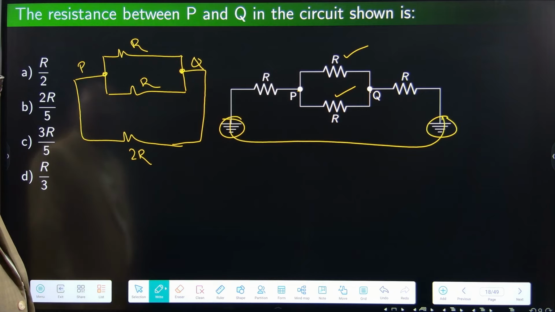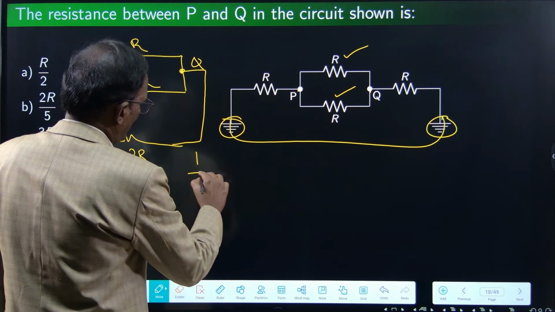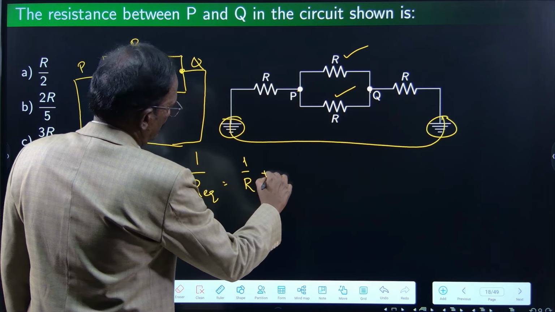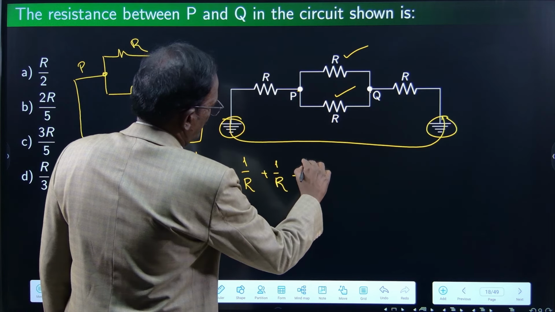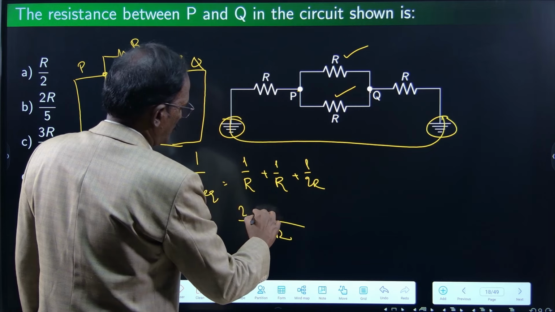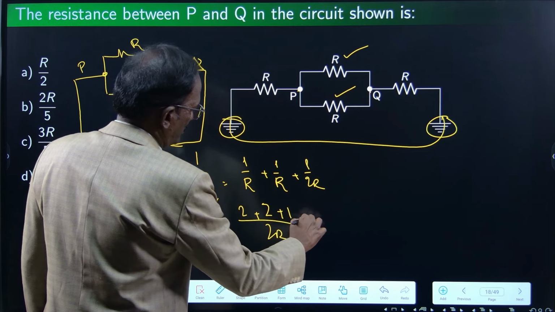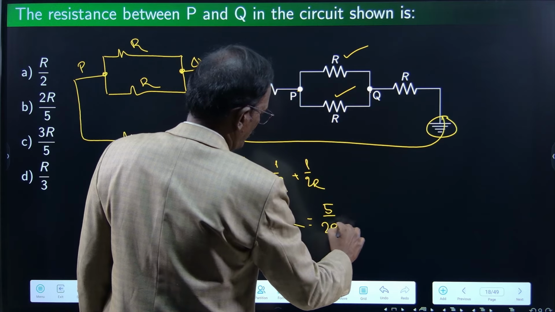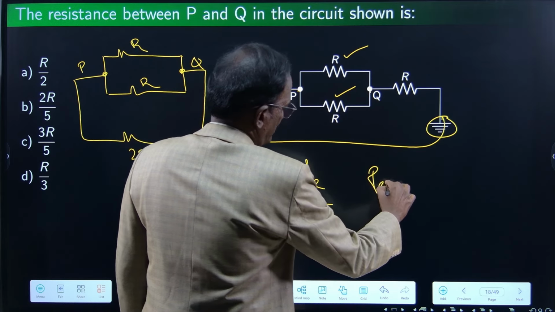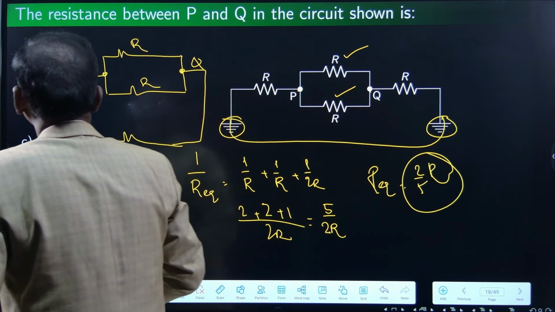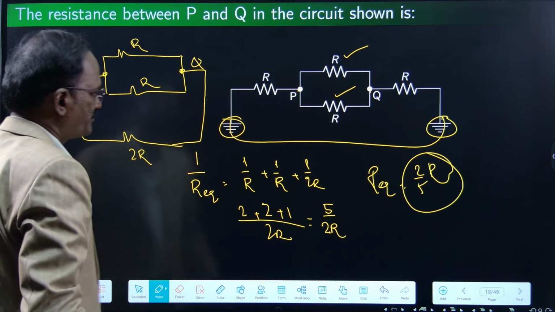3 resistors are available. So 1 by R equivalent is equal to 1 by R plus 1 by R plus 1 by 2R. Take 2R as the LCM: 2 plus 2 plus 1, 5, divided by 2R. Then R equivalent is equal to 2 by 5 R. 2 by 5 R is the answer. Yes, option B.